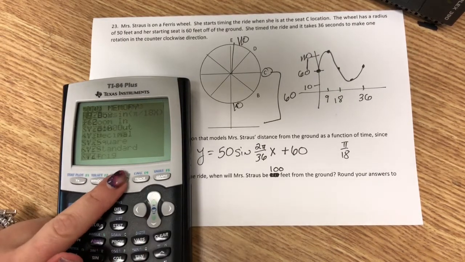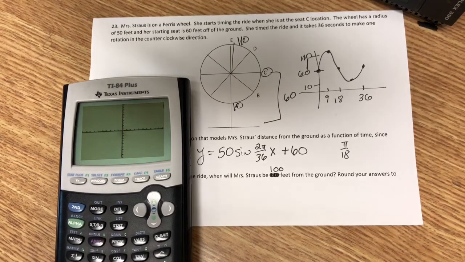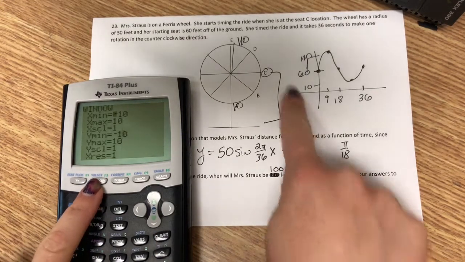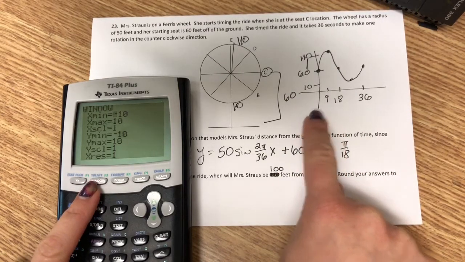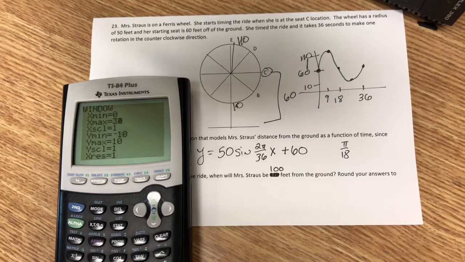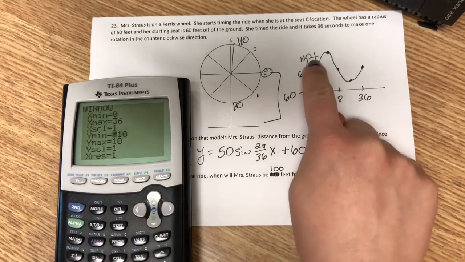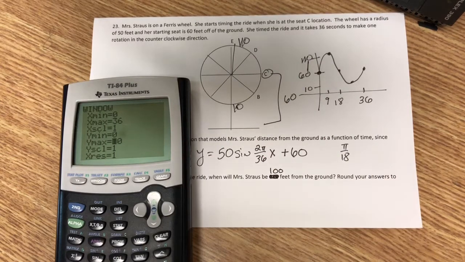And if you just hit graph, you're not going to see much. You can see it's working here, but we don't have the appropriate window. So we have to hit the window button and change it to look like our ride. So the time is going to go from 0 to 36. And our height is going to go from 0 to 110. I'm going to round up to 150 just so that it pulls the top of the ride down a little bit.